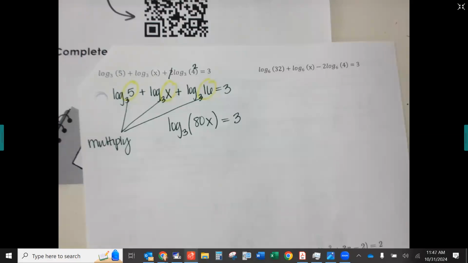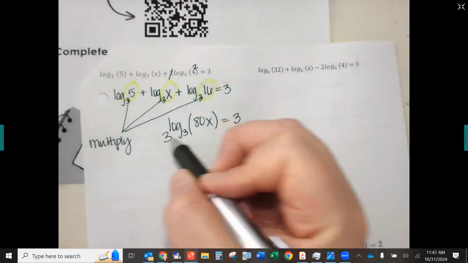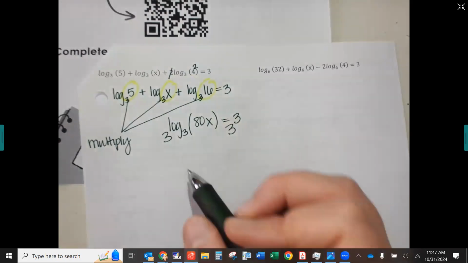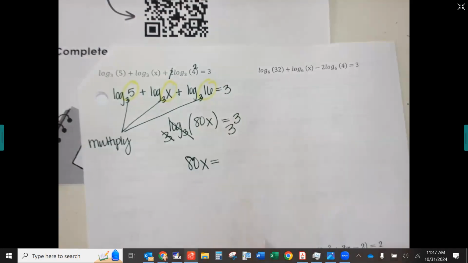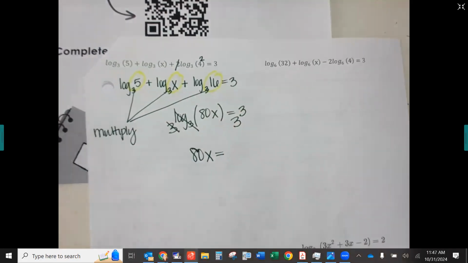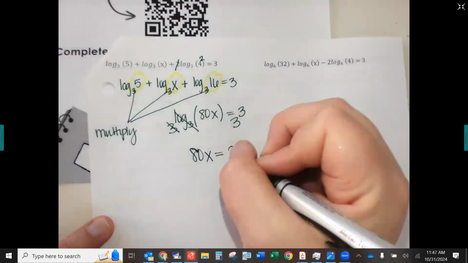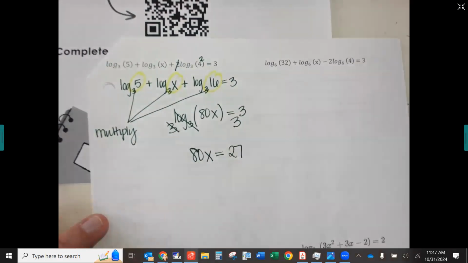From here, how do I get rid of a log little 3? Big 3 on both sides. These guys are gonna cross out. 80x equals. And then because my x is regular, I want to turn this back into a regular number. So either put it in the calculator or look it up in your chart. What is it? 27 is correct. Okay, then from there, how do I get rid of the 80 in the front?